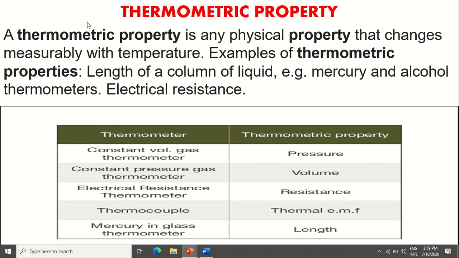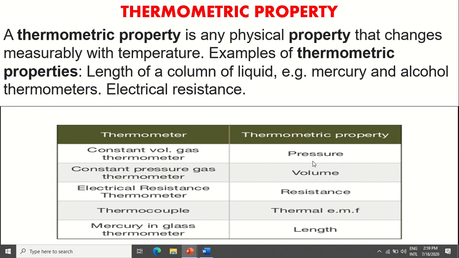Now, for preparing a thermometer, we need a thermometric substance, and we also have to know about its thermometric property. So what is a thermometric property? A thermometric property is any physical property that changes measurably with temperature. Examples of thermometric properties: length of a column of liquid, such as in mercury and alcohol thermometers, electrical resistance, and there are other properties. Here I have given a chart: thermometer and thermometric property.